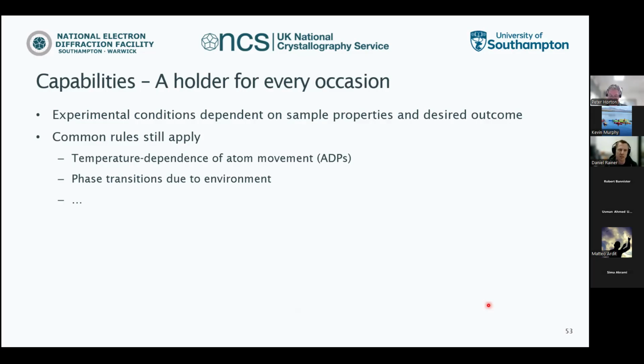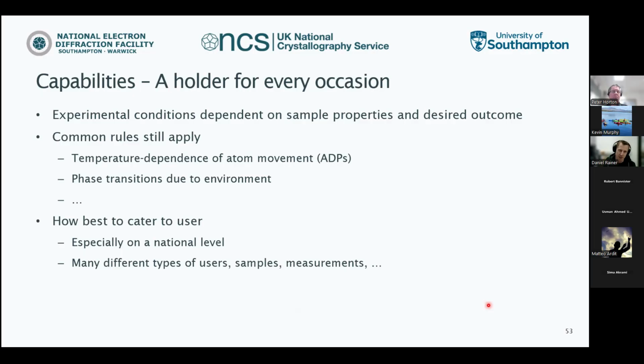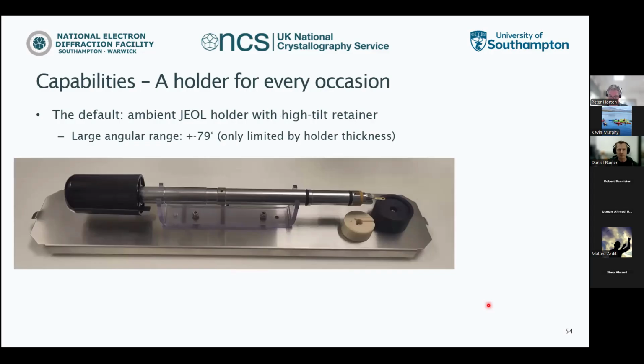And then additionally, as we're running all of this as a national facility, so this is embedded essentially into the NCS, or will be very soon, we need to cater to a wide range of people, to a wide range of different research, different samples. And so how can this be addressed?